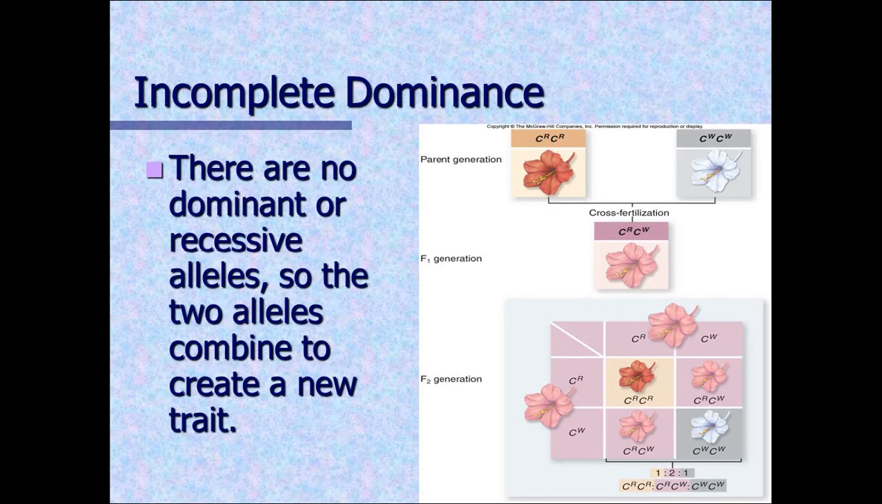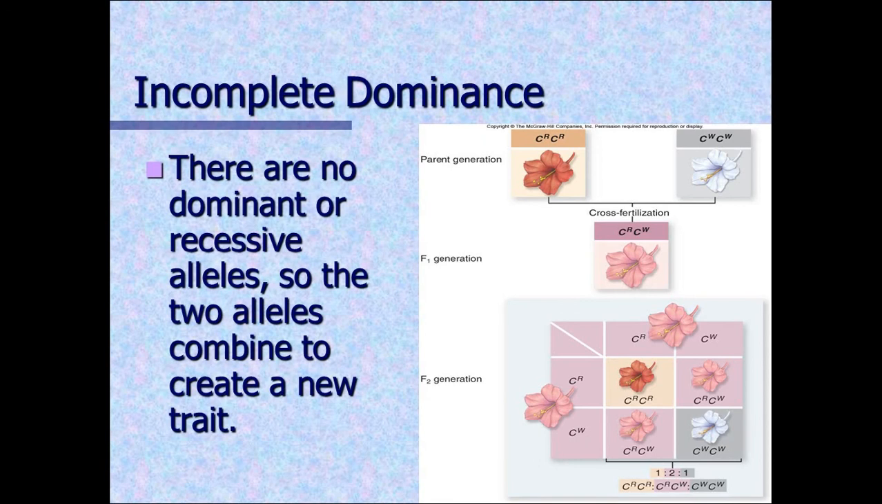In incomplete dominance, because we don't have that dominant or recessive allele, we're going to start by choosing a letter to represent the trait. In this case, we're going to choose C for color. The alleles for color, red and white, are written as the small letters at the top. Our parent generation has one red flower and one white flower. Together, they create a pink flower. Red plus white makes pink, so all of the flowers in the first generation are pink.